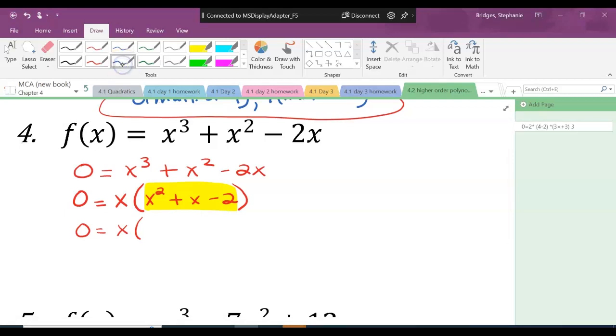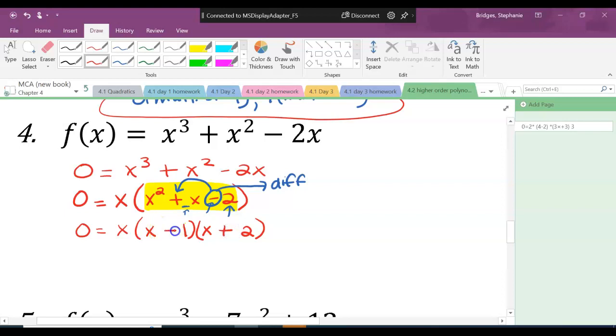Let's see if we remember. We want numbers that multiply to give me 2. And we want them to subtract to give me what number in front of this x right here? A 1. So I'm looking for numbers that multiply to give me 2 and subtract to give me 1. What multiplies to give me 2 and subtracts to give me 1? 2 and 1. And then we got to remember our signs. If the second sign is a minus, that means my signs are going to be different. And then the first one goes in front of the bigger number. So what's bigger, 1 or 2? 2. So we're going to put it there.